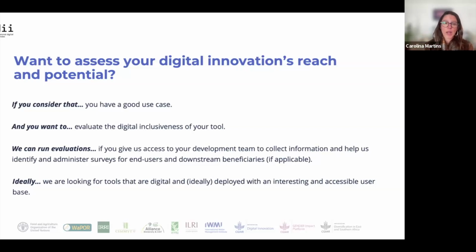So in terms of range, the MDII is still in process. We have a proof of concept that is working. We're working on scaling right now. So any type of tool that is digital can be evaluated. Ideally, a deployed tool is better because it has a more accessible user base. So if you think that you have a good use case, you can always reach out to us.